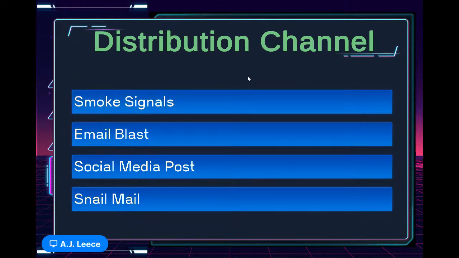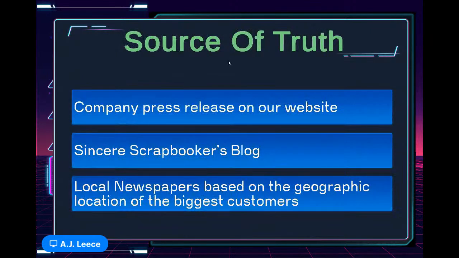to figure out how to distribute it. So we can either just do a social media post, we can email blast. The smoke signals and the snail mail are just purely to mess around. So we'll pick the snail mail because that makes sense.